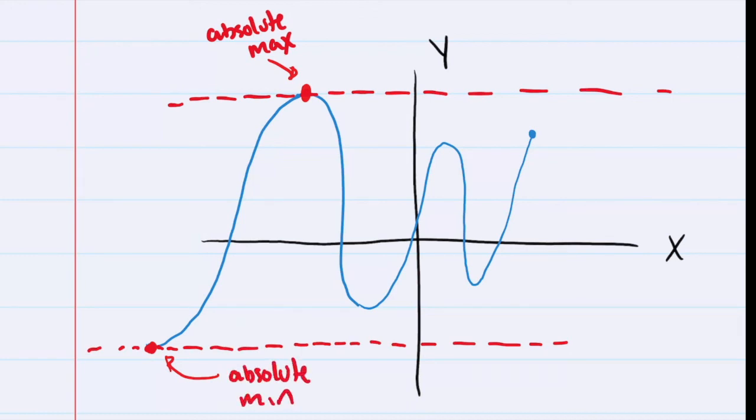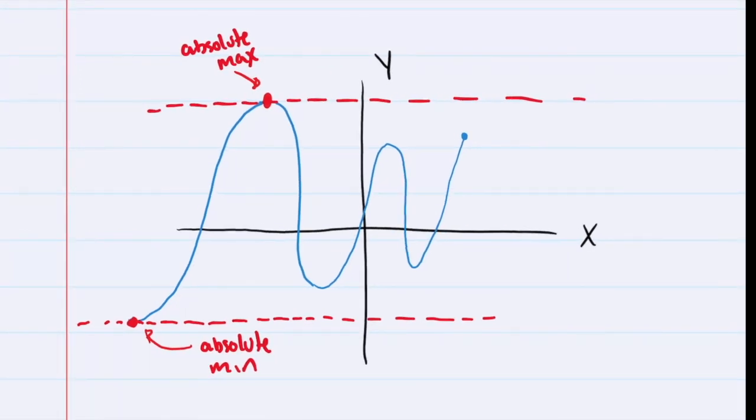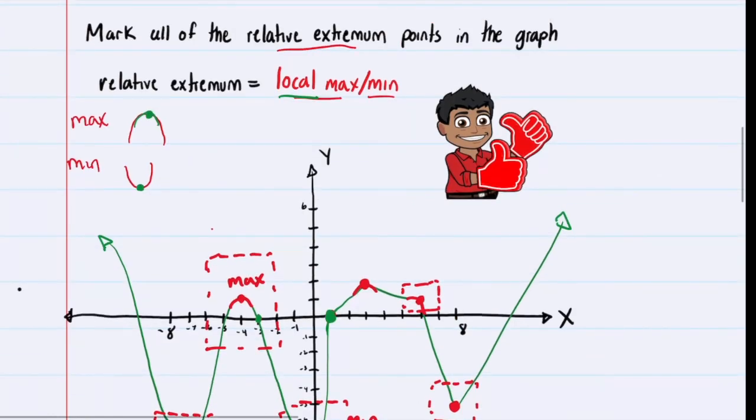So those are the lowest point and the highest point of the graph. So the absolute and local or relative are very different. Remember, make sure to read when they give you each one.